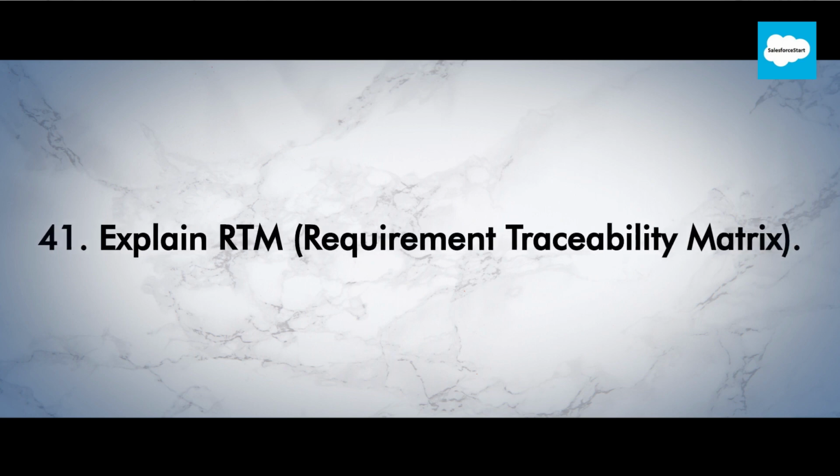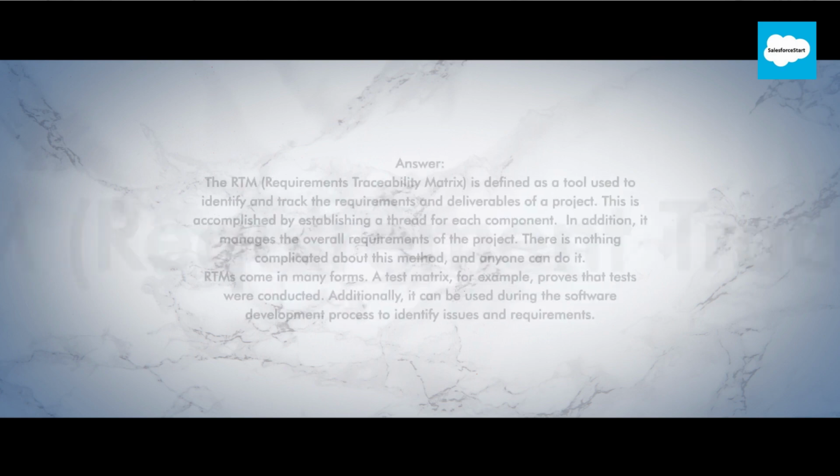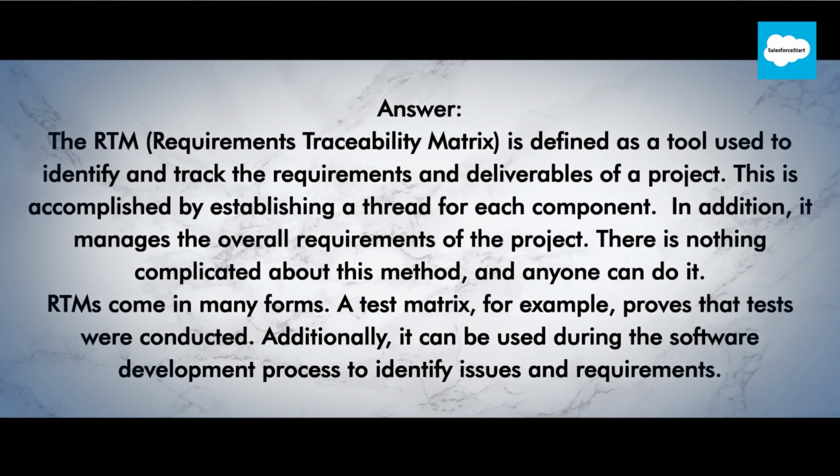41. Explain RTM, Requirement Traceability Matrix. Answer. The RTM, Requirements Traceability Matrix, is defined as a tool used to identify and track the requirements and deliverables of a project. This is accomplished by establishing a thread for each component. In addition, it manages the overall requirements of the project. There is nothing complicated about this method, and anyone can do it.